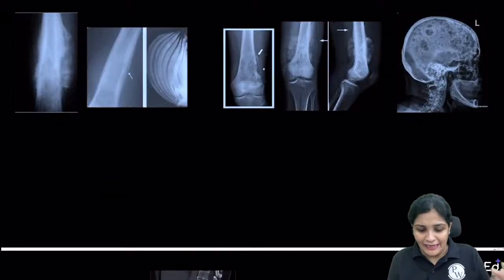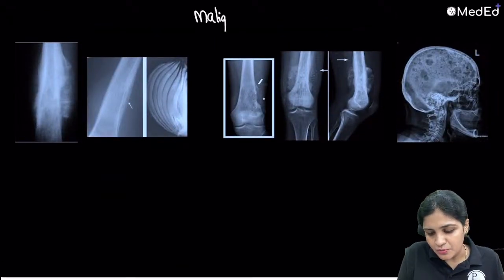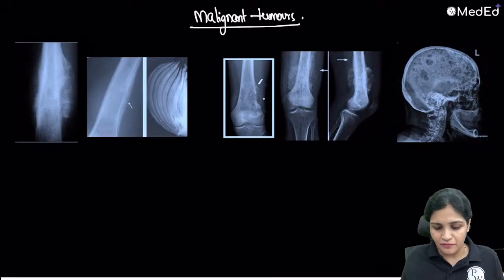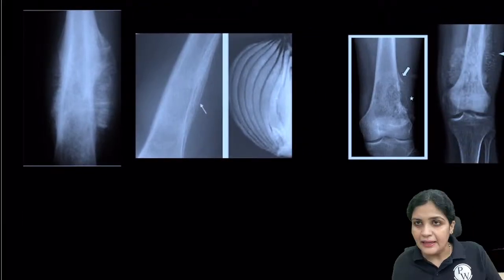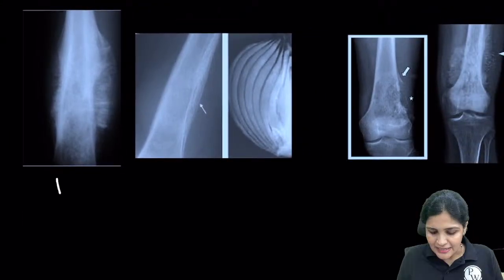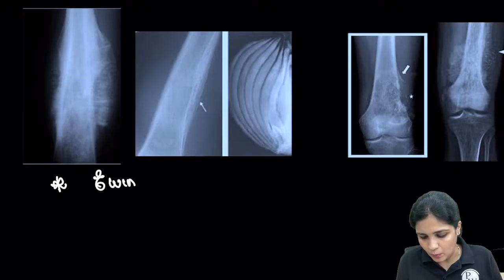Now coming to the malignant tumors. These are some of the examples of the malignant tumors. In malignant tumors, the first and foremost, most important tumor which you have to remember is this. So what do you think this is? Yes, very peculiar arrangement. Yes, I'm waiting for that. Very good. It is Ewing's sarcoma.